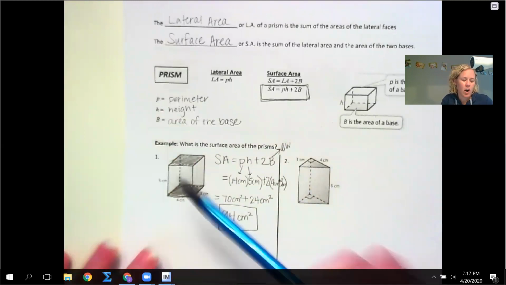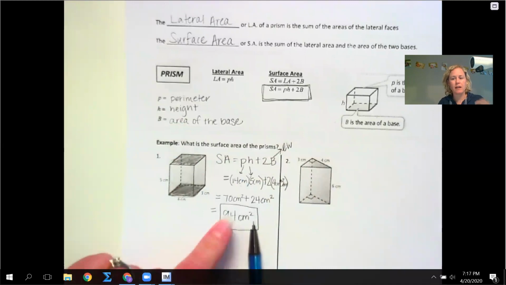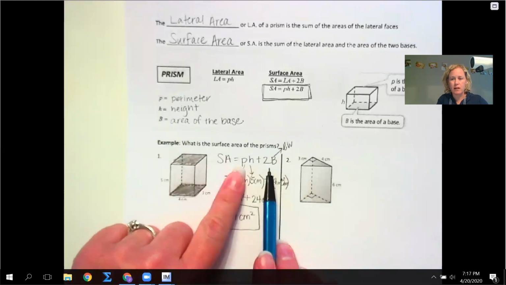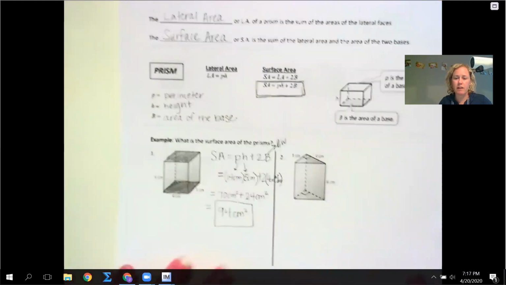It is all of the areas added together, the top, the bottom, the front, the back, the left, and the right. All of that added together is 94. Instead of doing 6 different areas and then adding them all together, I used this formula, which is gonna be a little bit quicker and easier, okay? All right, we're gonna do the same thing on number 2.